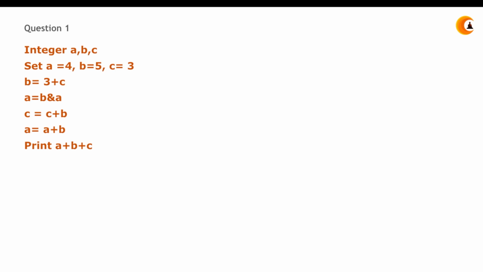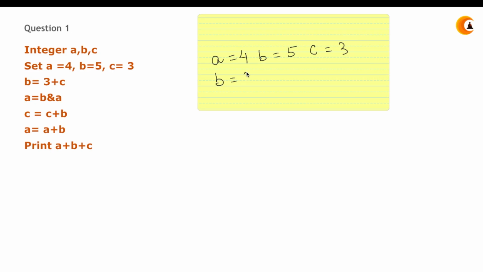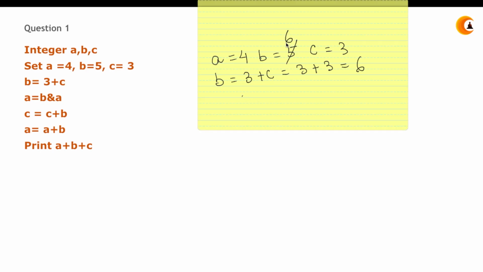So if we look into this question, it's basically a pseudocode, right? There are certain integers that are given. It says a is equal to 4, b is equal to 5 and c is equal to 3. Now we'll do it stepwise. b is equal to 3 plus c. So what is the value of c? It's 3 again, so 6. So now your b value will change from 5 to 6.